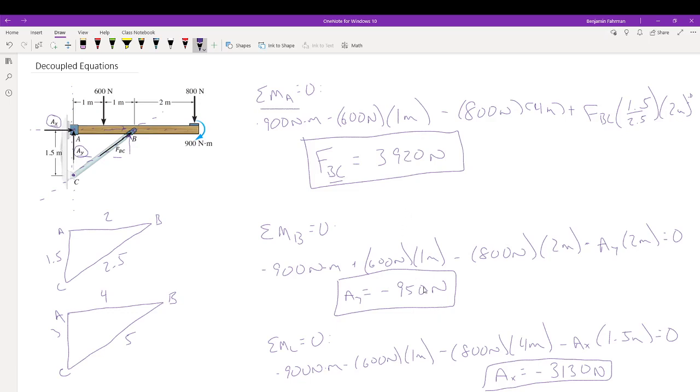This is also just a useful way to think about analyzing these problems. It's good to sort of understand this process in 2D because it'll help you a lot when we get to 3D equilibrium. And in this scenario, all of our decoupled equations were the summation of moments. Sometimes summation of forces is a decoupled equation. Decoupled equations aren't always moments, it just happens to be in this case.